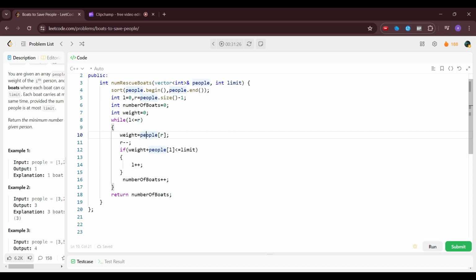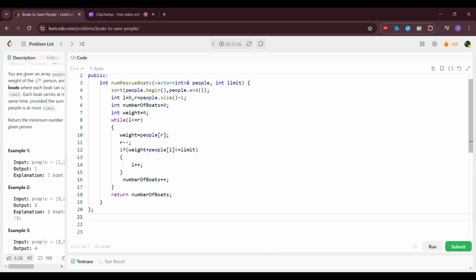And then we are going to decrement this R, and then when weight plus people of L is less than or equal to this particular limit, that means we can use the right person present in the array, and then we can pick the left person present in the array, and we are going to increment the low, L plus plus, if it is within the limit. If it is not within the limit, then we are not going to consider the left person in the array, and then we are going to increment the number of boats, and then at last we are going to return the answer.